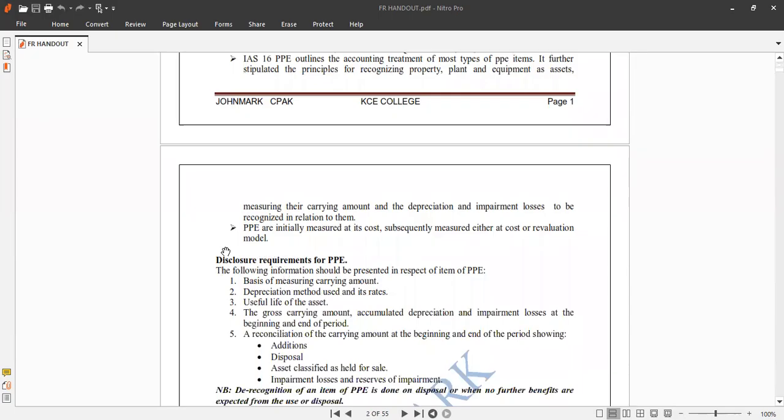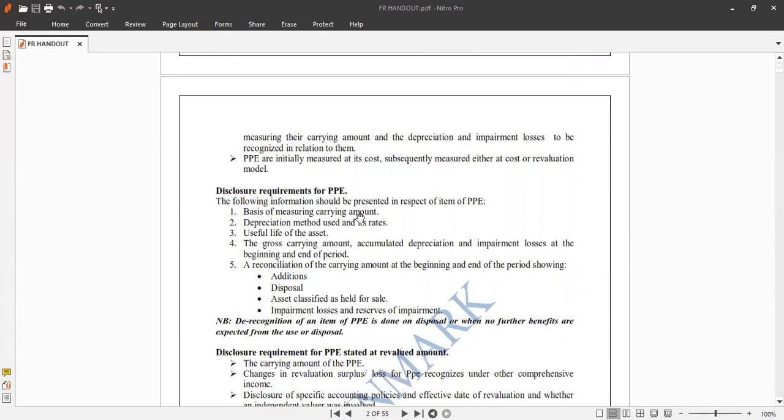And what are some of the disclosure requirements for PPE? The following information should be presented in respect of items of property, plant, and equipment. One, the basis of measuring the carrying amount. Carrying amount is the amount at which an item is shown or presented in the financial statement. Then number two is the depreciation method used, that is rate. So we say that you have a straight-line method, you also have a reducing balance method, you have the actuarial method, and also its rate. Also the useful life of the asset needs to be disclosed.